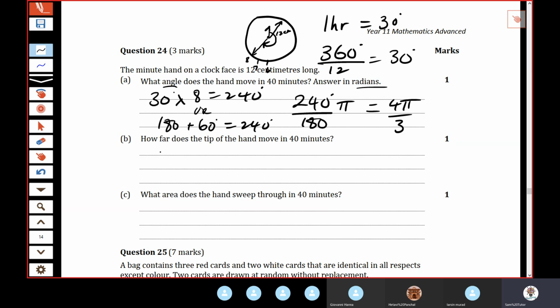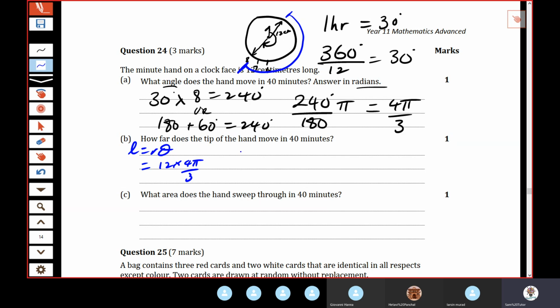Okay, next one. How far does the tip of the hand move in 40 minutes? So that's trying to say what? How far does the tip of the hand move? What is that asking you to find? Isn't that arc length? Yeah, good job. That's just asking you to find this arc length here, which is simple. So you've either memorized the formula. The formula is L equals r theta, which is very easy. 12 times theta, 4 pi on 3.